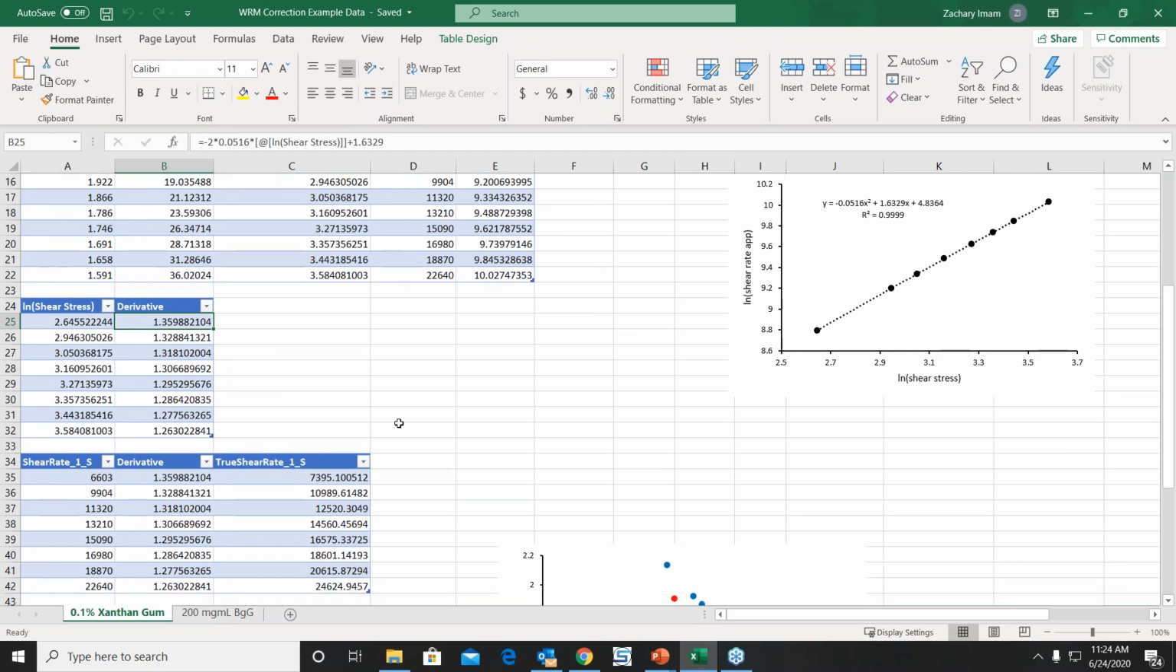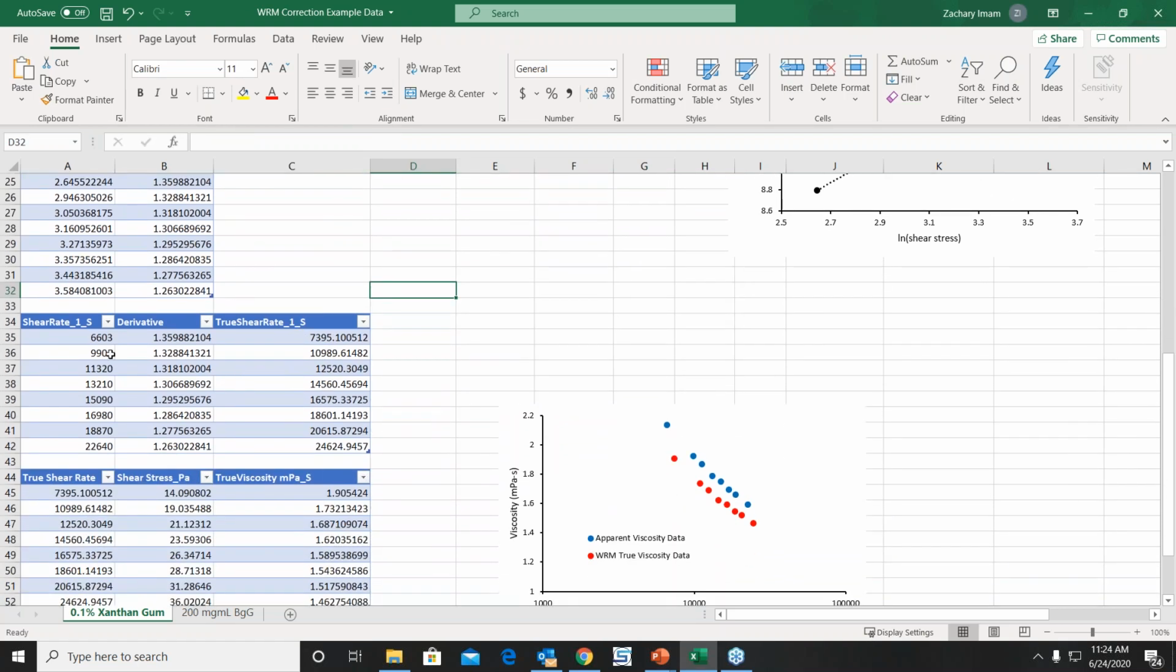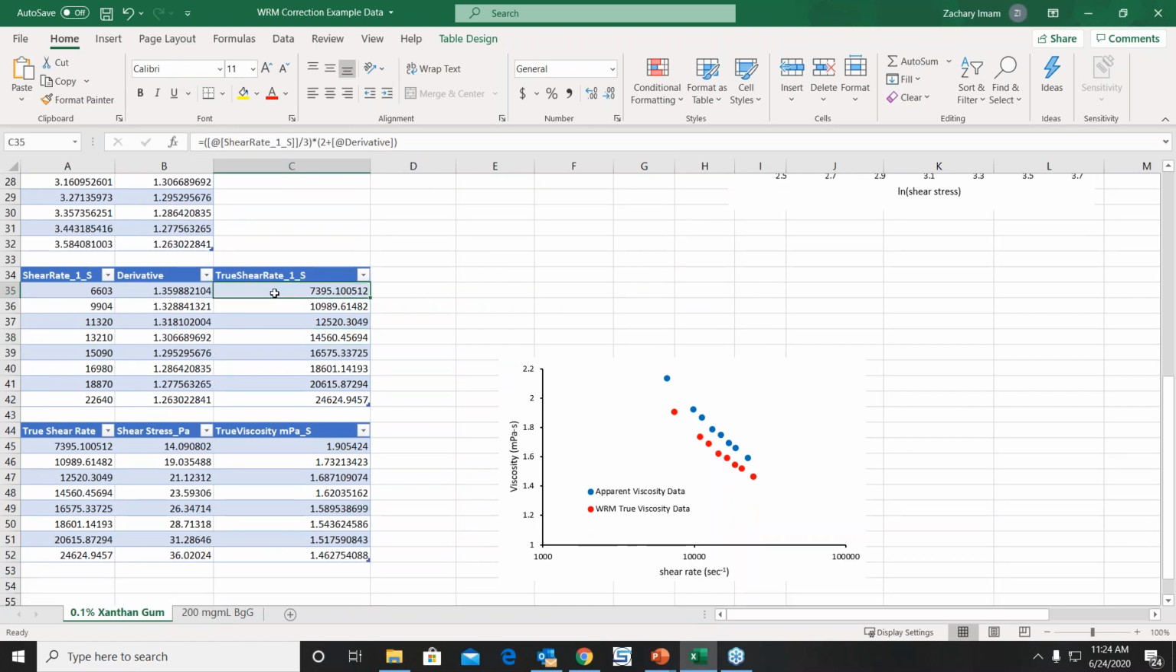And then we use that equation I mentioned before to get the true shear rate. So that's the shear rate divided by 3 times 2 plus this derivative. So now we get the true shear rate experienced by this fluid. And then, as a check, you can see the true shear rates are much higher than the apparent shear rate that the instrument gave us when we first performed the experiment. And then we take the shear stress, divide by the shear rate to get the viscosity. And do make sure that your units are correct, because here shear stress is in pascals, but the true viscosity is in millipascal seconds. That can dramatically alter your viscosity value if you aren't consistent with your units.